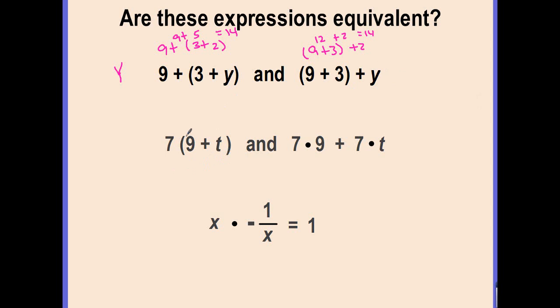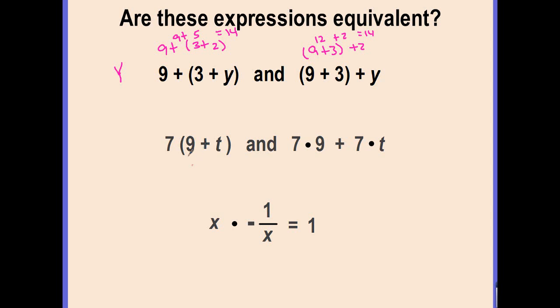Okay, our next expression says 7 times the group or the sum of 9 plus t. Is this equivalent to 7 times 9 plus 7 times t? How is it changing? First of all, what do you recognize about this first expression? There's two different operations, right? There's multiplication, because the number touching the parentheses means to multiply, and then there's addition inside the parentheses. And we talked about the properties. There was one property that had two operations in it, a multiplication and an addition. And that was the distributive property.